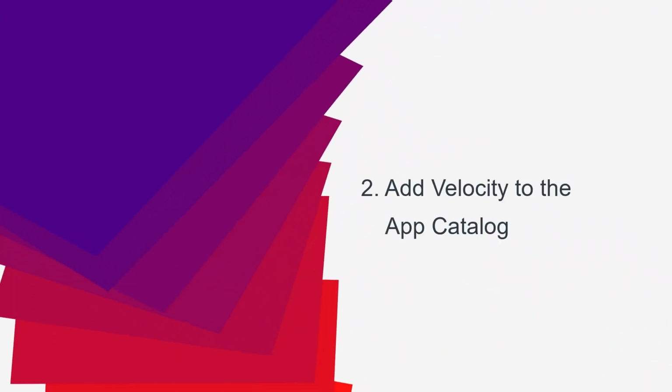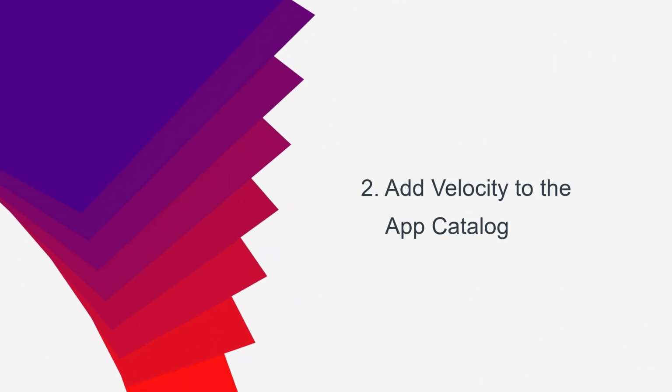Now that we have the attribute created, we can add Velocity to the app catalog. You can choose to set up the app either as an in-house app or through the Google Play Store, but we recommend setting it up as an in-house app. It gives you more control over what versions of the app are installed and when it gets updated. This allows you to upgrade Velocity on your schedule.